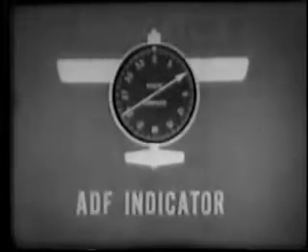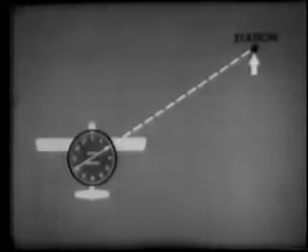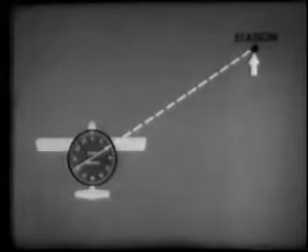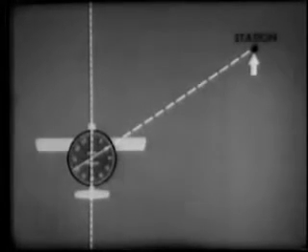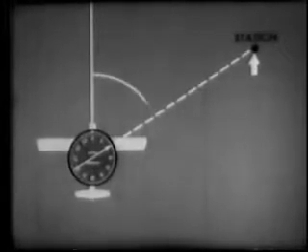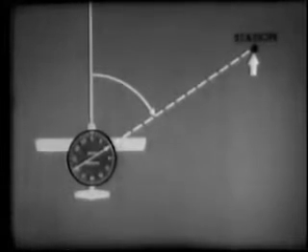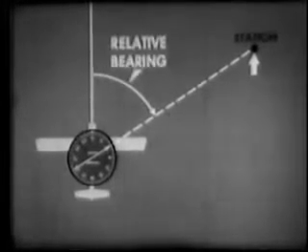The loop is linked to the ADF indicator in the cockpit, which indicates to the pilot the direction to the desired station relative to the aircraft. Remember, relative. The 0-degree position of the indicator normally represents the nose of the aircraft. The 180-degree position represents the tail. The angle measured clockwise from the nose of the aircraft to the station is the relative bearing. In this case, the station is 60 degrees to the right of the present heading.